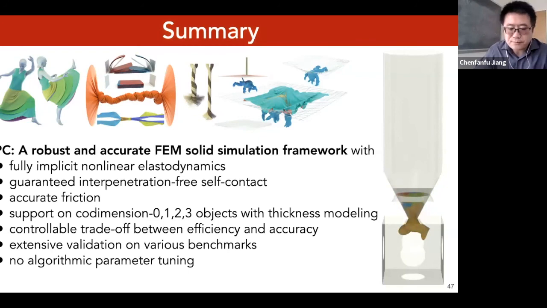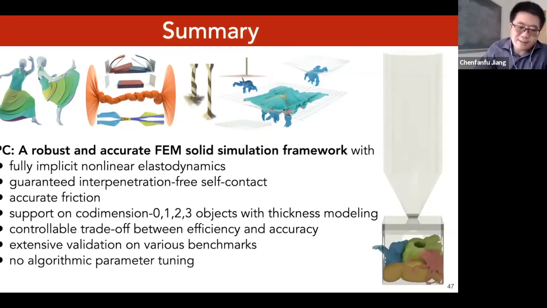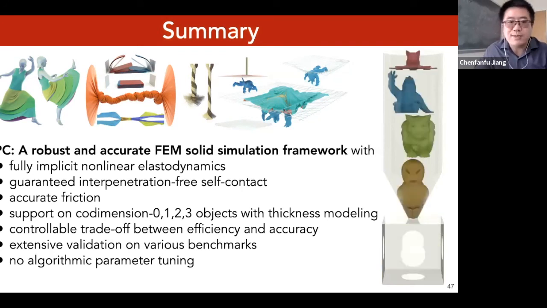And for practitioners, the framework really frees designers, engineers, and artists from extensive algorithmic parameter tuning, and it enables brand new phenomena to be easily simulated.